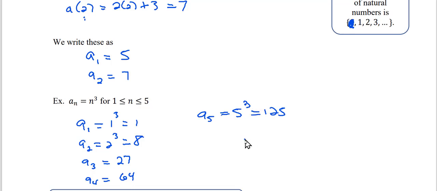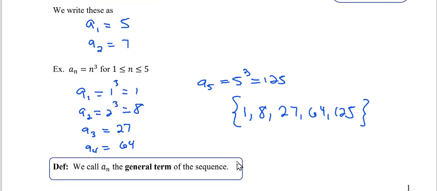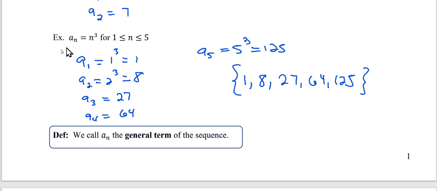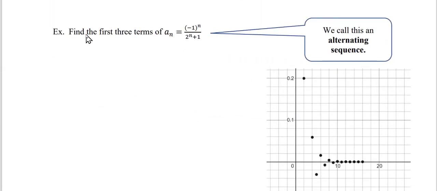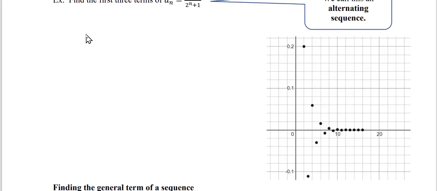It's also very common to write these as a list of numbers with brackets like that. This a sub n is called the general term of the sequence. A sub n equals n cubed is the general term there. I think it's important to know graphically what is happening.